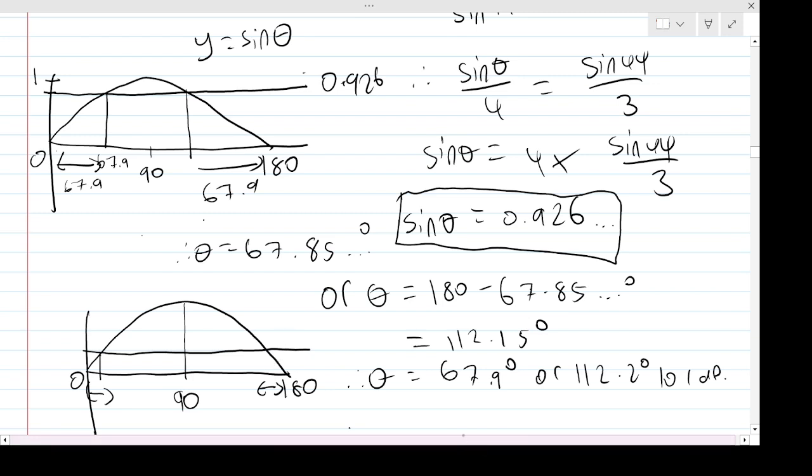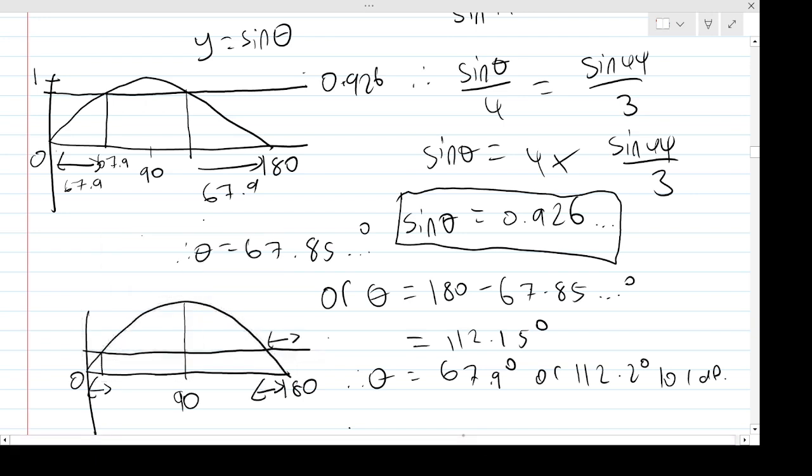So then, as you can see here again, to reiterate, these 2 points here: the gap between the other end of the curve at 0 and this first point here is the same as the gap between the second point and 180.